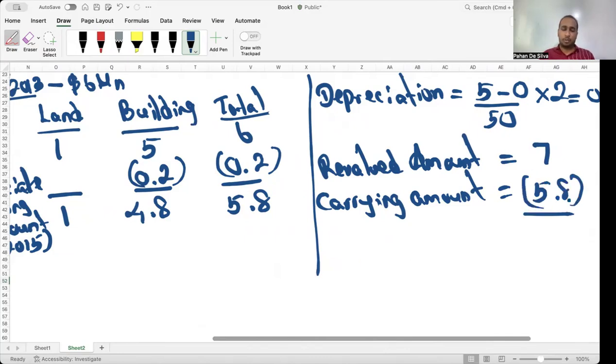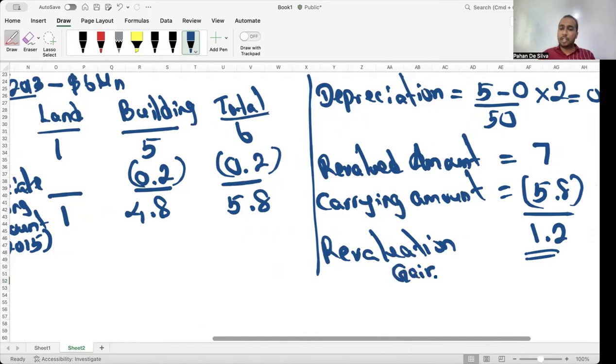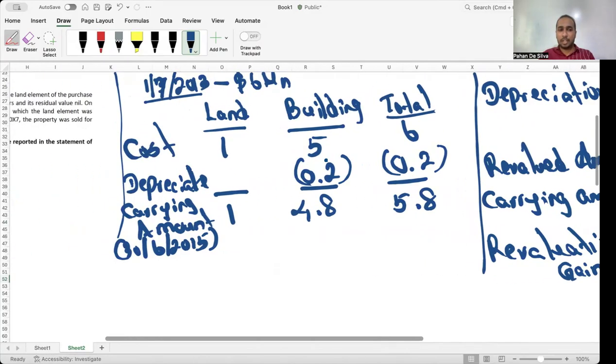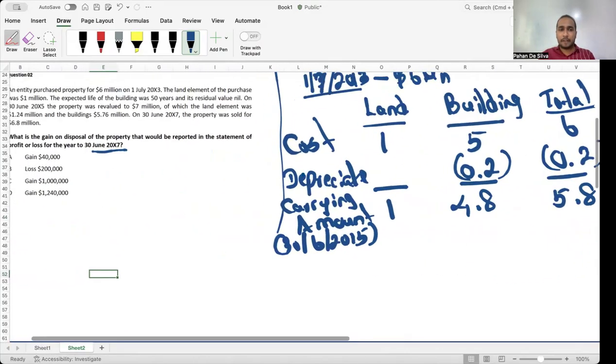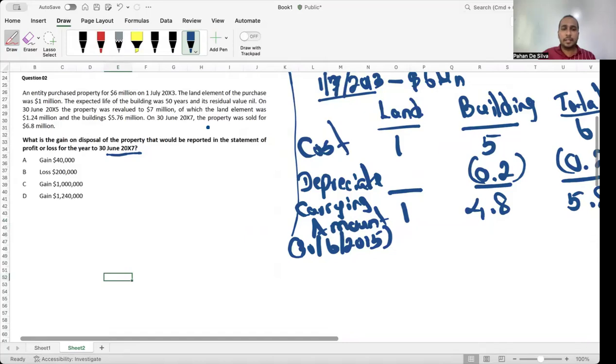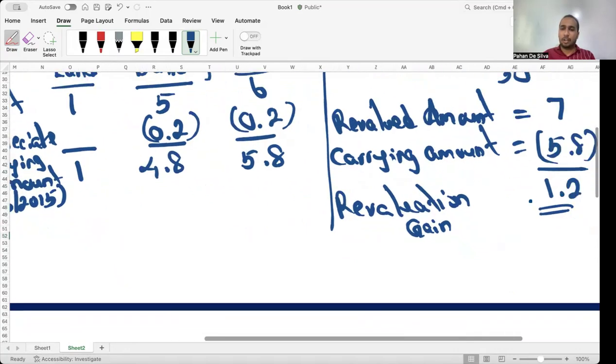Therefore, from this 7 million, you have to deduct 5.8. Accordingly, it will give you a revaluation gain. Why is it a gain? The revalued amount is greater than our net book amount. Therefore, we end up with a revaluation gain. But in this case they are telling us that out of this 7 million, the land element is 1.24 and the building element is 5.76. Actually, I think we have to get the revaluation separately. This is the total revaluation gain.